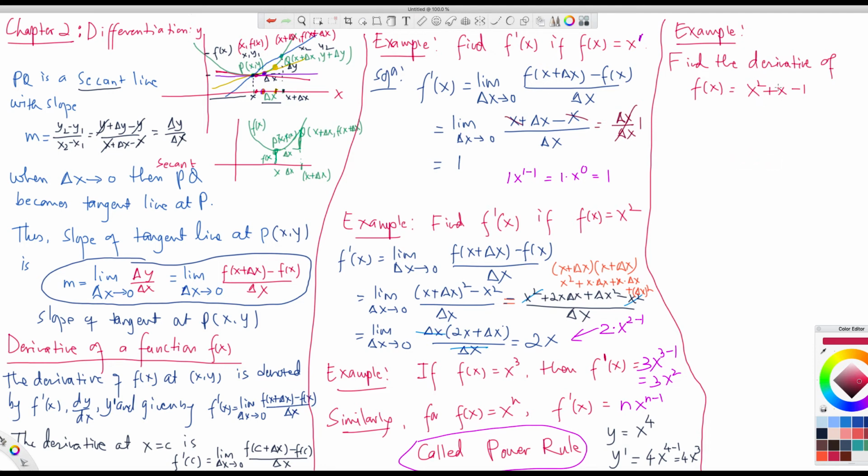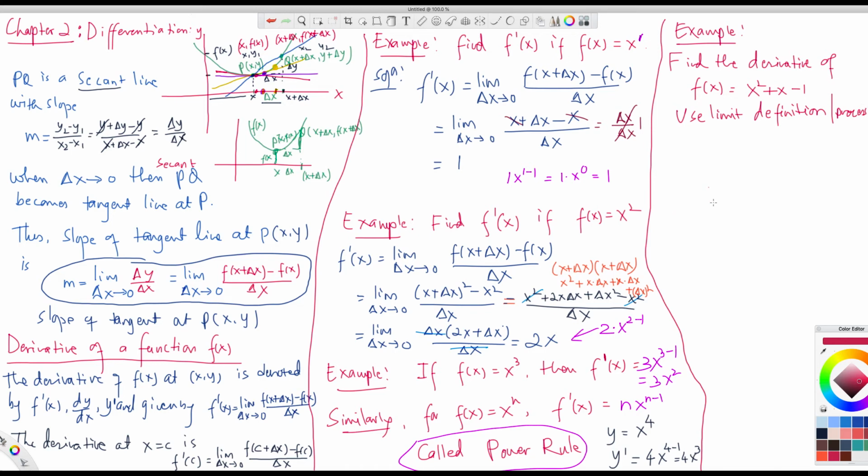This example has more than one term. Instead of just x and x squared, we have more than one. There is x squared plus x minus 1. But I want to use the limit definition for this, or we call it the limit process. The method of writing limit delta x tends to 0, that definition is called the limit definition or limit process.